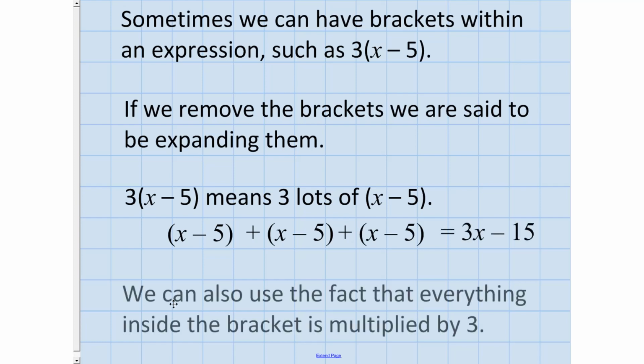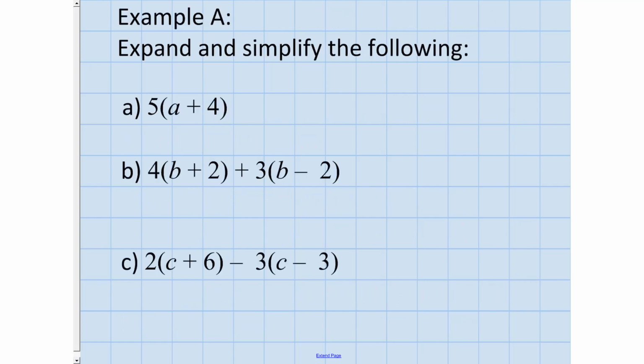Now there's another way of doing this. We can also use the fact that everything inside the bracket is multiplied by 3. So let's look at examples of how we do this. So expand and simplify the following. First one, 5 and then brackets a plus 4.